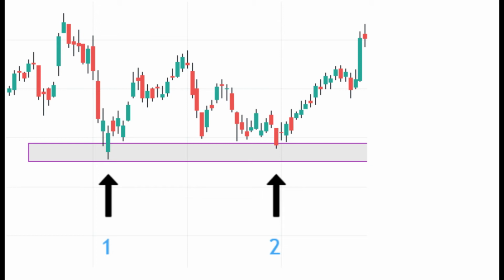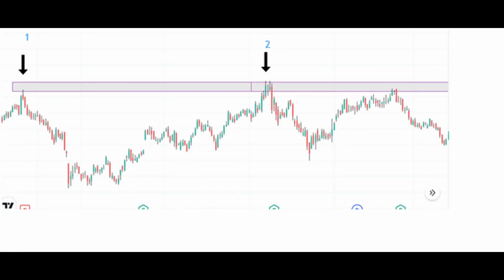Now let's understand how to plot the supply zones. As we see in this example, we waited for the price to reverse at least 2 times from around the same price levels. Then we drew a horizontal price zone, and when the 3rd time the prices approached the same zone, we shorted the markets, as we knew the prices had approached the supply zone.